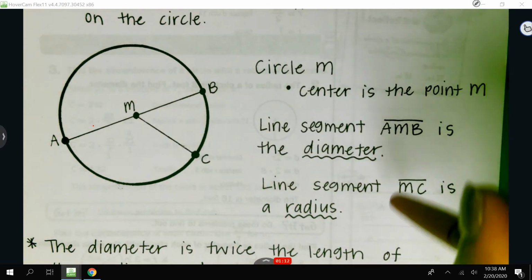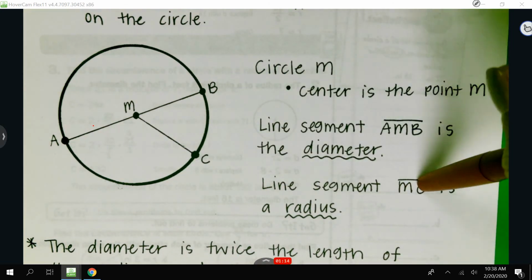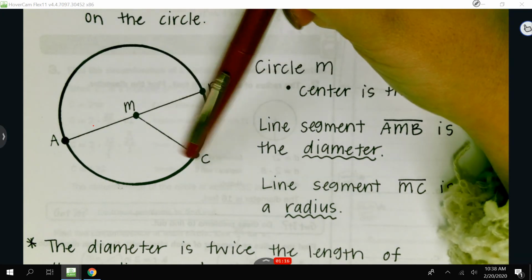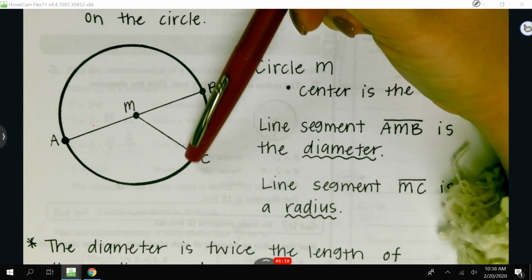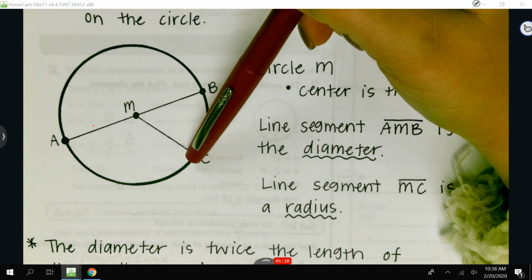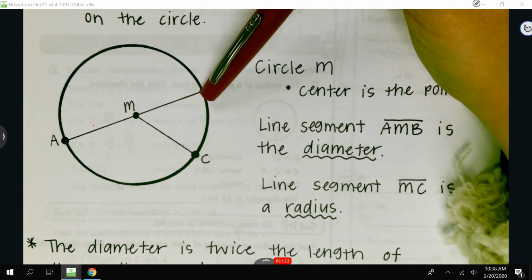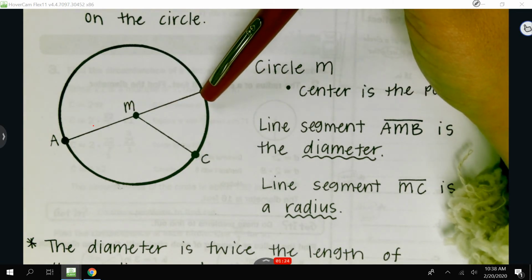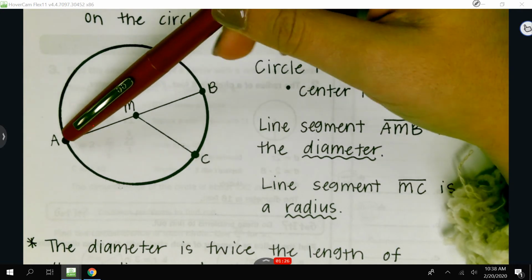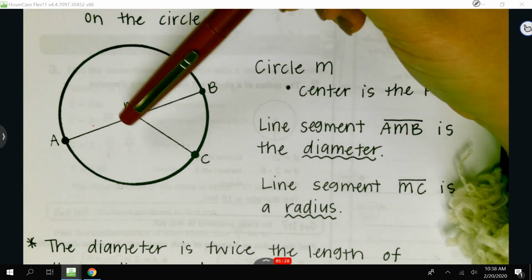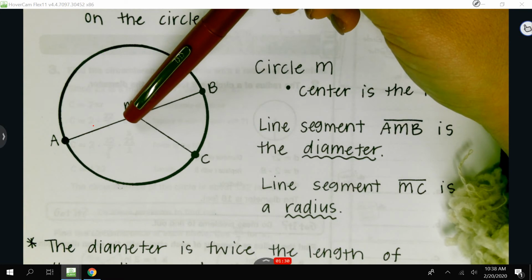Okay. Your line segment MC is your radius. So right here is a radius. It's starting at the center and it's touching a point on the circle. Could line segment MB also be a radius? Yeah. And then also MA could be a radius. So your radius is basically half of your diameter.